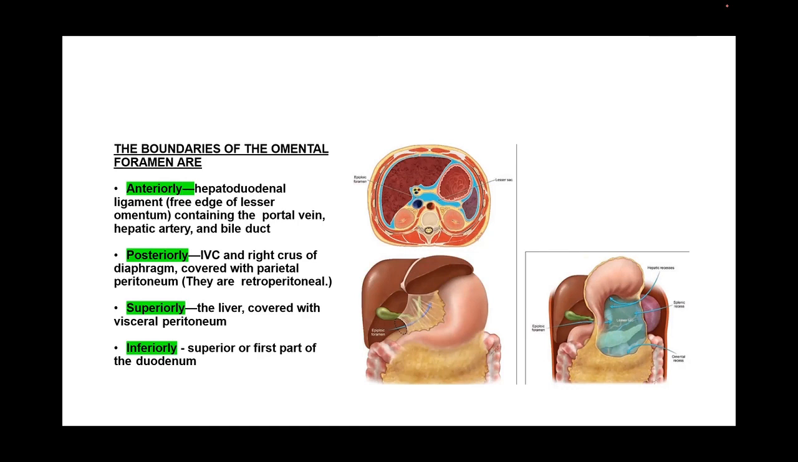Anteriorly, if this is the foramen on this image, anteriorly, this is anterior, this is posterior. Anteriorly is the hepatoduodenal ligament, free edge of the lesser omentum. The free edge is called hepatoduodenal ligament, as the name implies, containing the portal vein, hepatic artery, and bile duct.